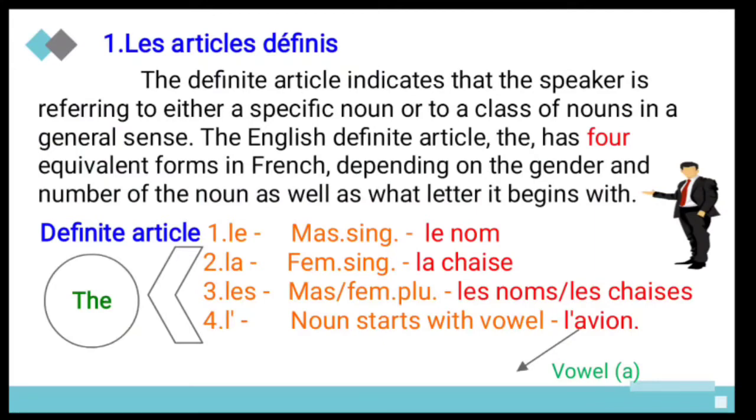And l', if the noun begins with a vowel, you have to use l' there. See the example, l'avion. L'avion means aeroplane. And the noun begins with what? A vowel, that is A. So you have to use l' there. So this is all about the definite article.